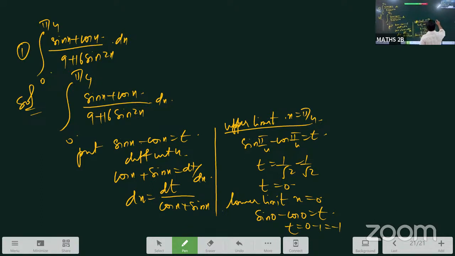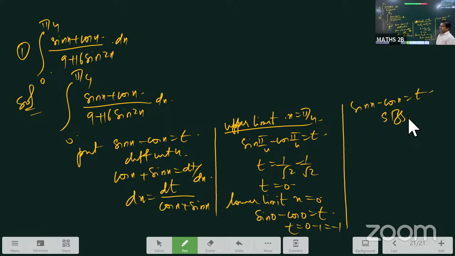Again, sin x minus cos x, you take this also separately: sin x minus cos x equal to t, squaring on both sides. These three things you have to do compulsorily. First, what is the substitution you are going to take? The substitution is sin x minus cos x equal to t, a very important substitution. Once you take it, differentiate with respect to x, then cos x plus sin x is equal to dt by dx. Your dx is nothing but dt by that, then change your limits.